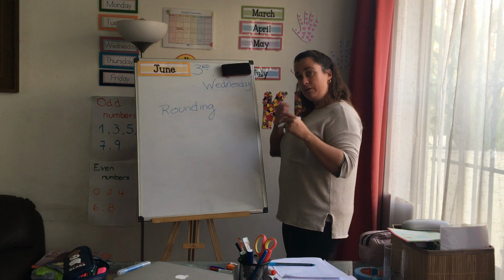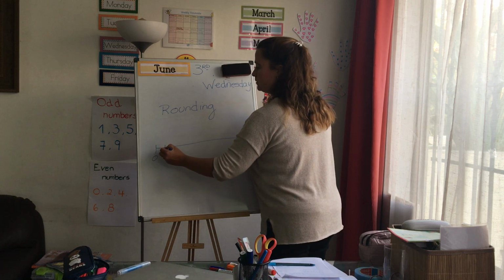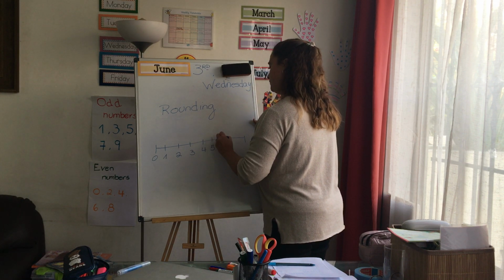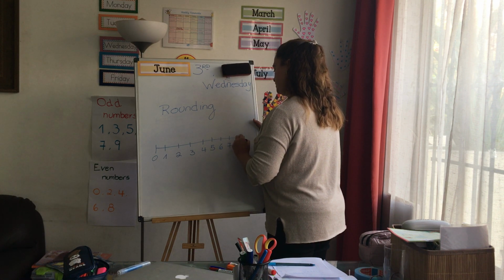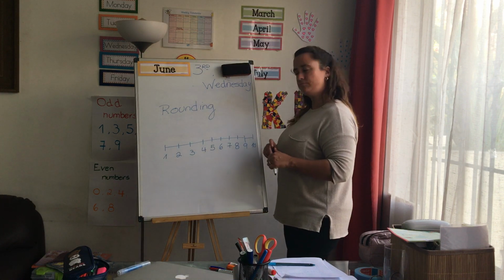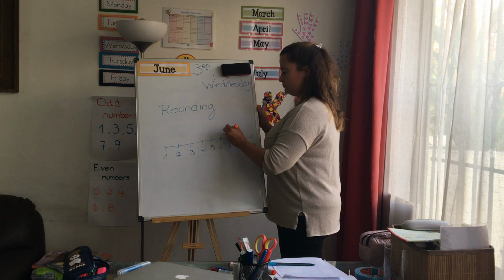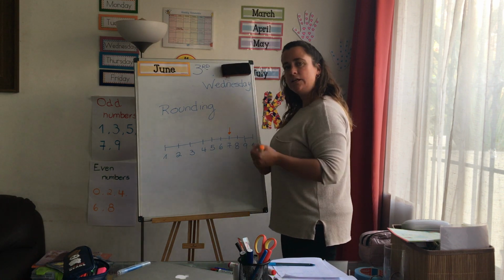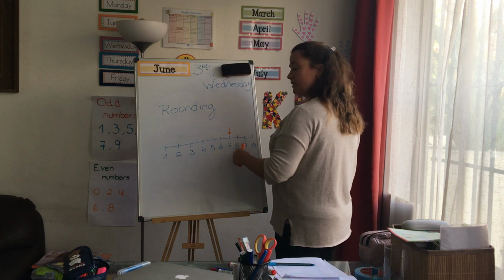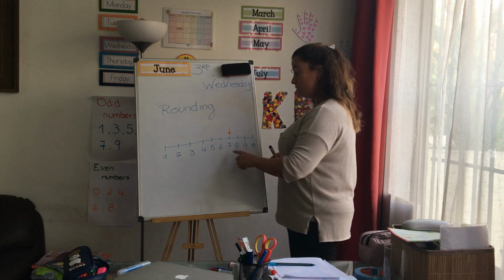So, let me go and make my number line first. 0, 1, 2, 3, 4, 5, 6, 7, 8, 9, and 10. We're just going to do it from 1. Okay? Now, if I am standing in the 7th position and I need to round it to the nearest 10, is 7 closer to 10 or is it closer to 1? It's closer to 10, right?